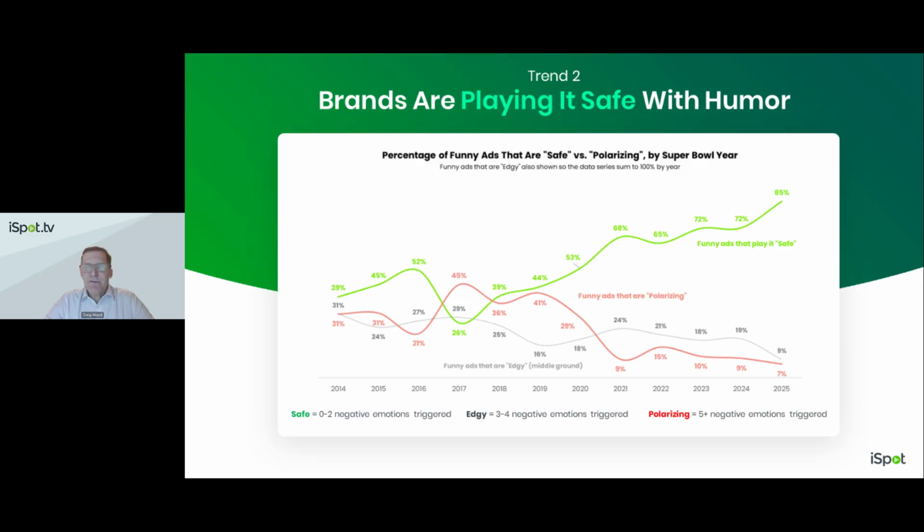And the trend is your friend here. It is very clear where brands are headed in terms of their strategy for humor. With the risk of backlash and the cost of Super Bowl advertising quite high, brands are taking no chances, and they are airing funny ads that are broadly appealing, not controversial, not polarizing in any way, likely committee approved and well sanitized. And it does pay off, actually.